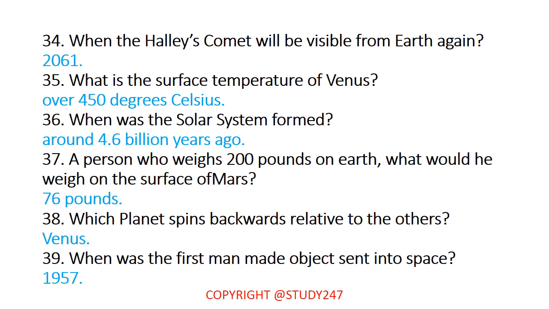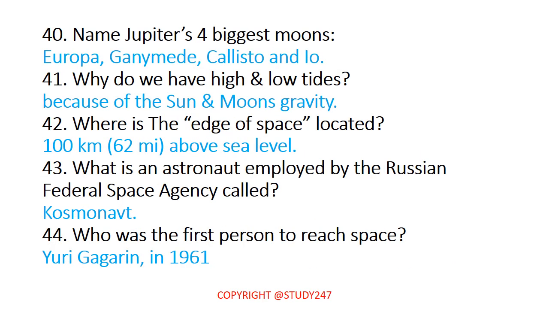A person who weighs 200 pounds on Earth, what would be weight on the surface of Mars? About 76 pounds. Which planet spins backward relative to the others? Venus. This question is very important. When was the first man-made object sent to the space? That is in the year 1957. Name the Jupiter's 4 biggest moons. Io, Europa, Ganymede, and Callisto.